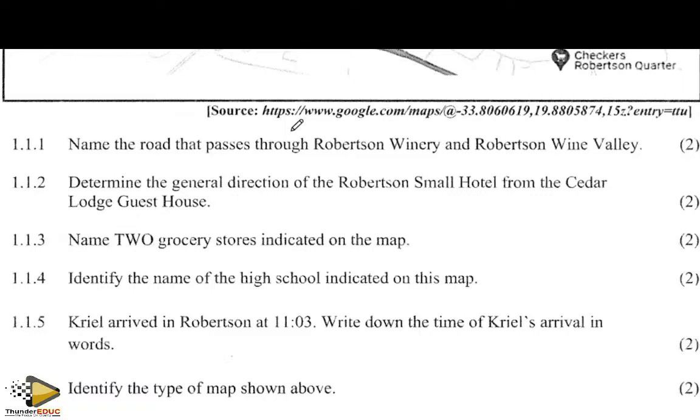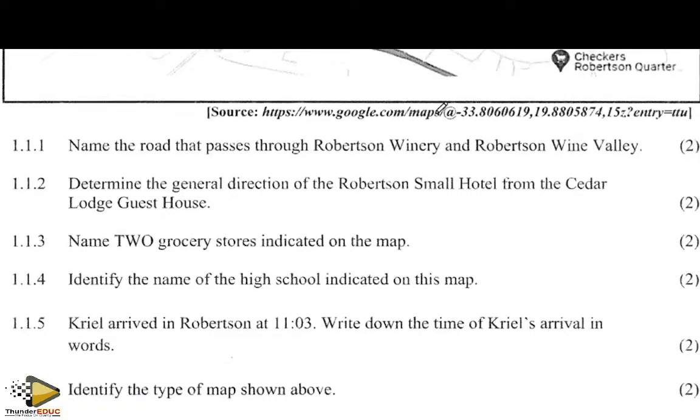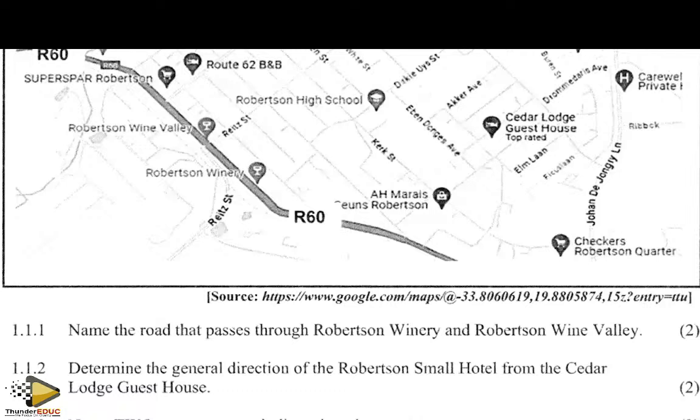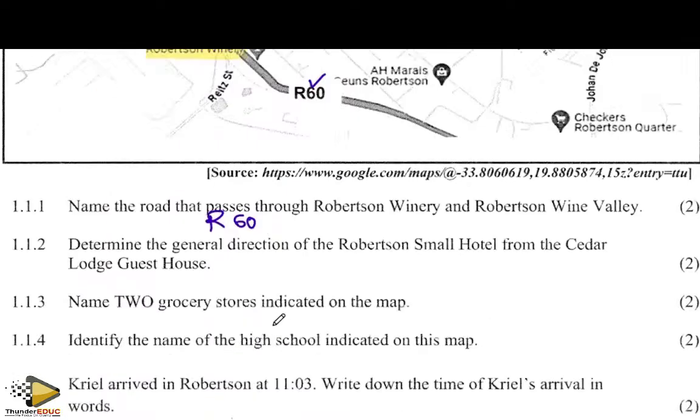Name the road that passes through Robertson Winery and Robertson Wine Valley. When you look at these two places here, let me highlight for you. We have Robertson and Wine Valley. This road that passes through it was R60. So your answer here is supposed to be R60.